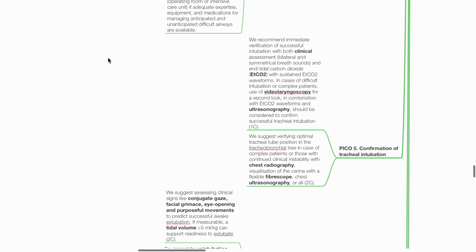It is suggested to verify optimal tracheal tube position in the tracheobronchial tree in cases of complex patients or those with continued clinical instability with chest radiography, visualization of carina with flexible fibroscope, chest ultrasound, or all.